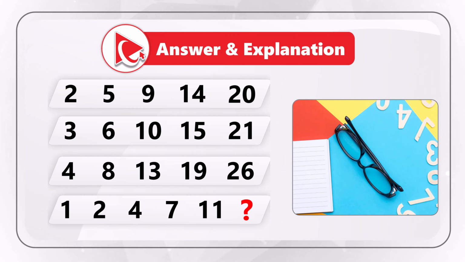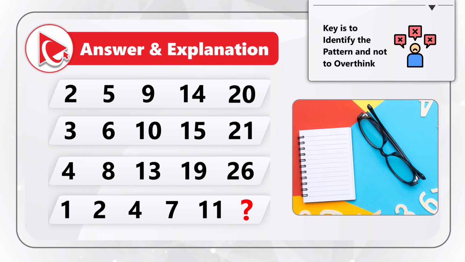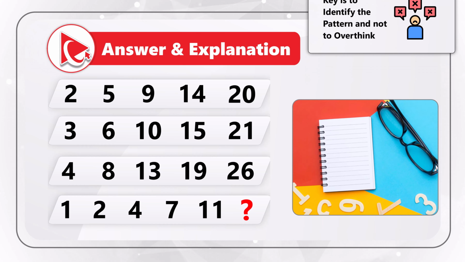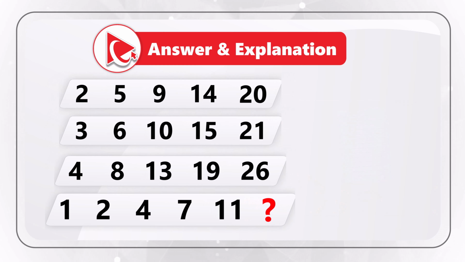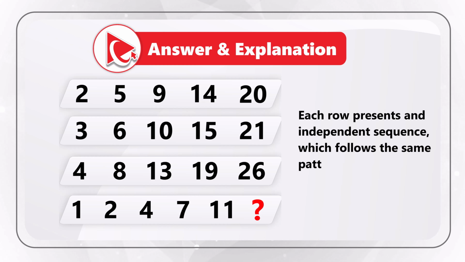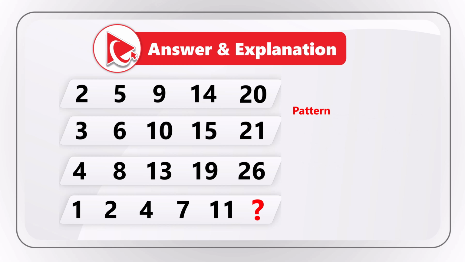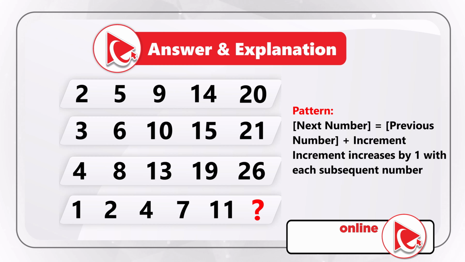The key to solving these types of challenges is to identify the pattern and not to overthink it. If we look at the series of numbers, we have 4 independent rows, and each row represents an independent sequence which follows the same pattern. So what is the pattern? The pattern here is rather simple. The next number is calculated as the previous number plus the increment. The increment increases by 1 with each subsequent number.